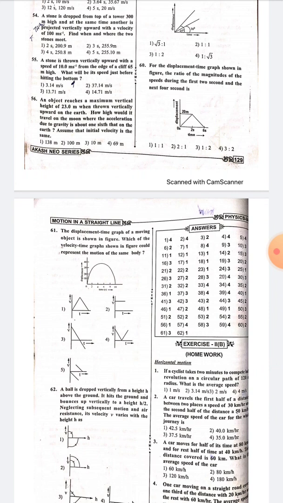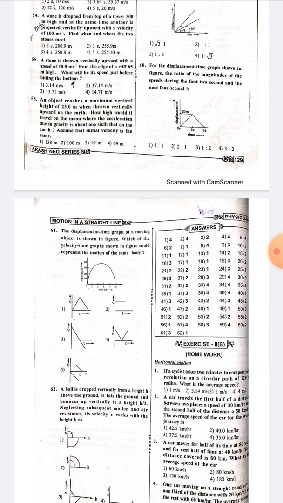So let us calculate. What is our h value, my dear friends? It's 300. And what is our v value? 100. So is it u or v? Yeah, it's u, 100 meters per second. So let us substitute.